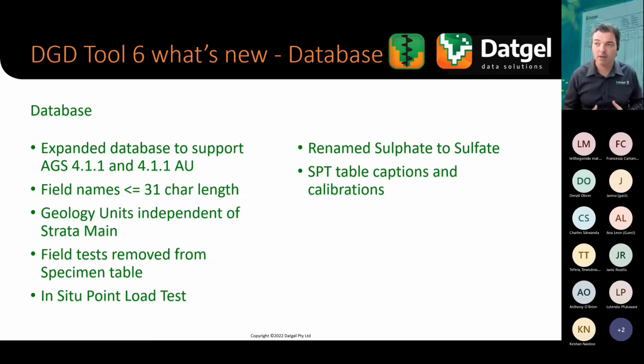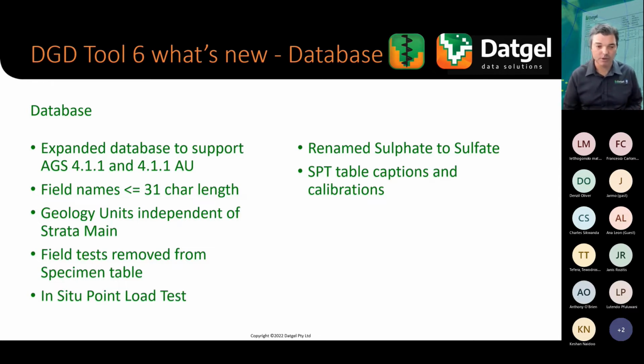So we had to add a lot of tables and fields to support these new tests that are in AGS 4.1.1. And the other thing we did was we changed the names of all the tables that were longer than 31 characters down to 31 characters, so that there's no problem importing and exporting to Excel, because that's the limitation of Excel.